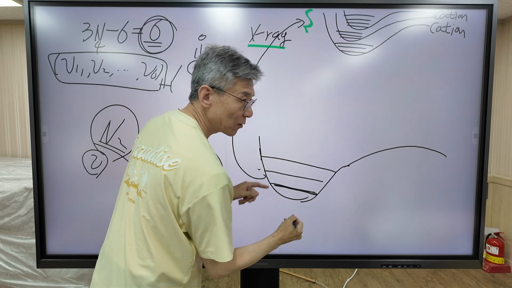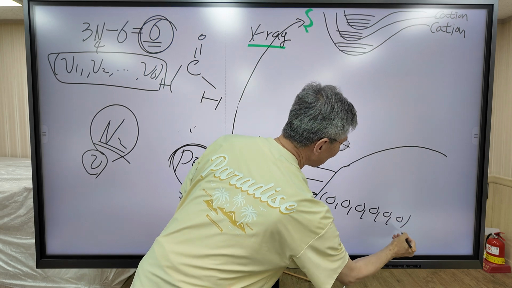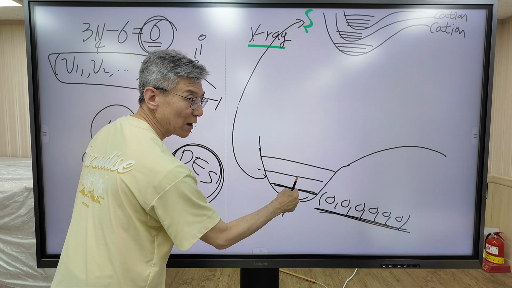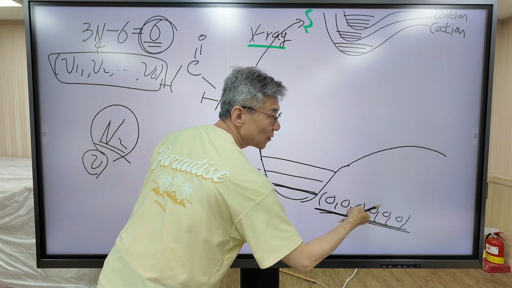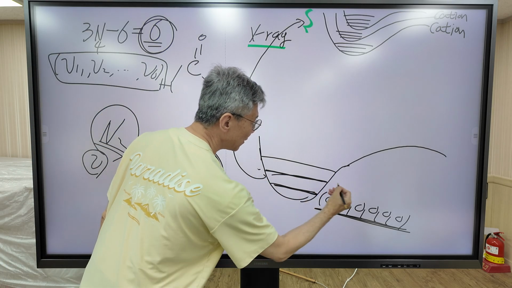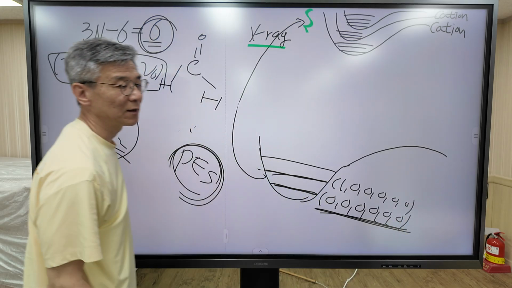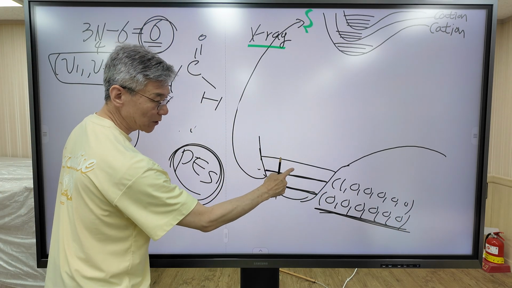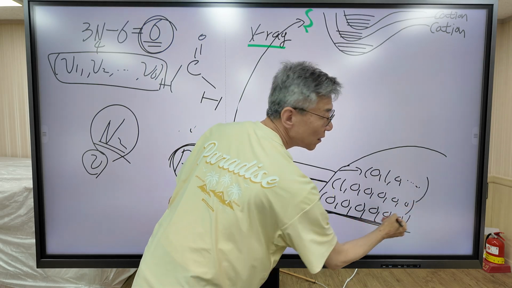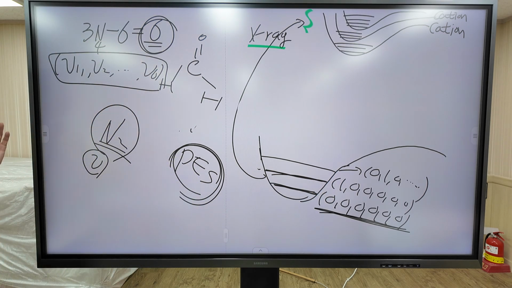For this ground state, the quantum numbers must be 0, 0, 0, 0, 0, 0. This is the actual set of quantum numbers to represent the ground vibrational level. We need 6 vibrational quantum numbers. So this one may be 1, 0, 0, 0, right? This point may be 0, 1, 0, and so on. So a vibrational level requires 6 quantum numbers. It is very complicated.